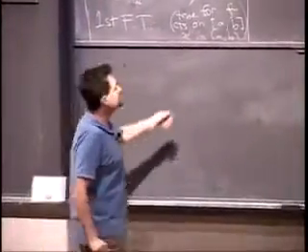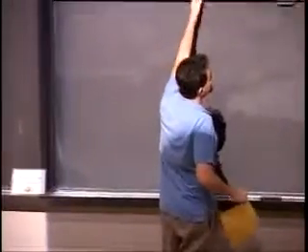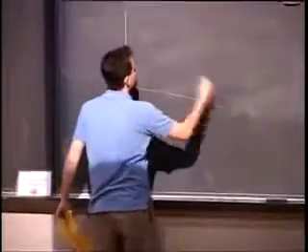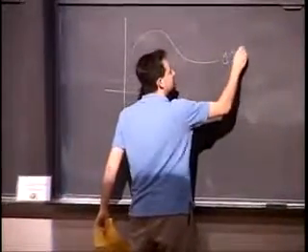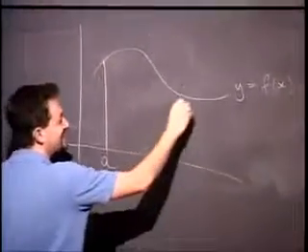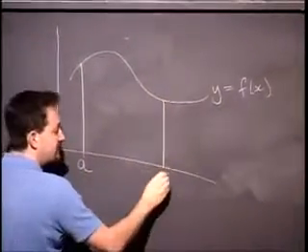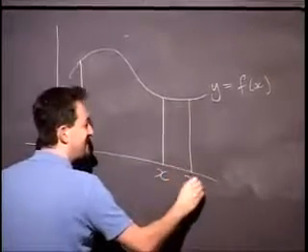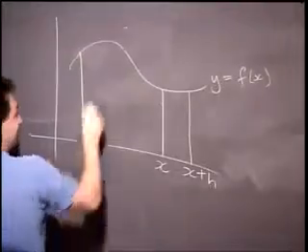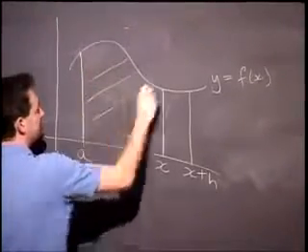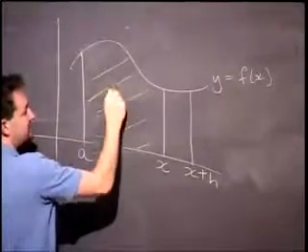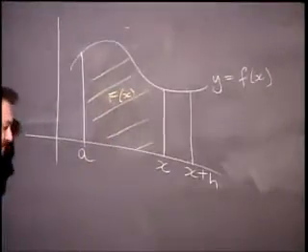So what does it actually mean? Well, we have to take F of x plus h minus F of x. So what is F of x plus h? Well, here's our function, little y equals little f. And now I've got my fixed endpoint a. And I'm going to take x here. I'm going to take x plus h. Okay, now, in green, that area from a to x is capital F of x.